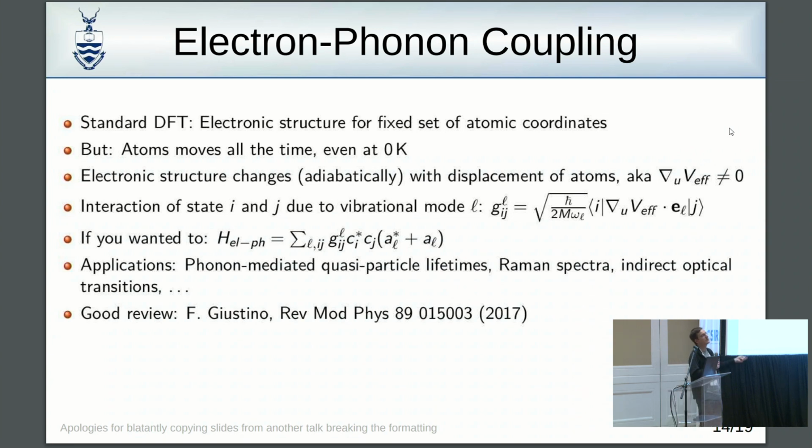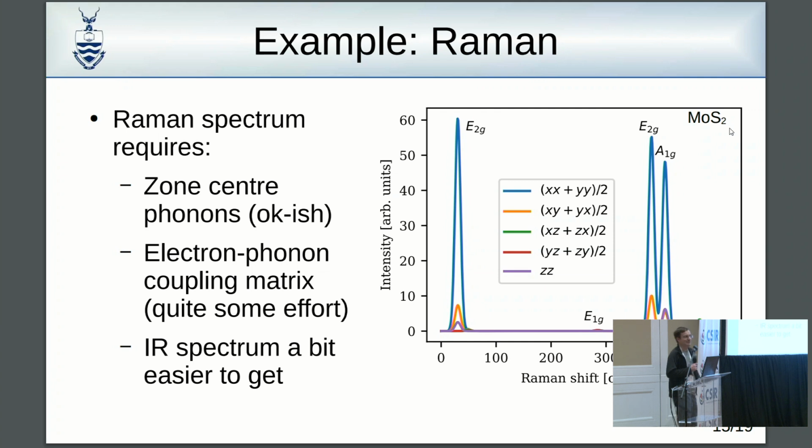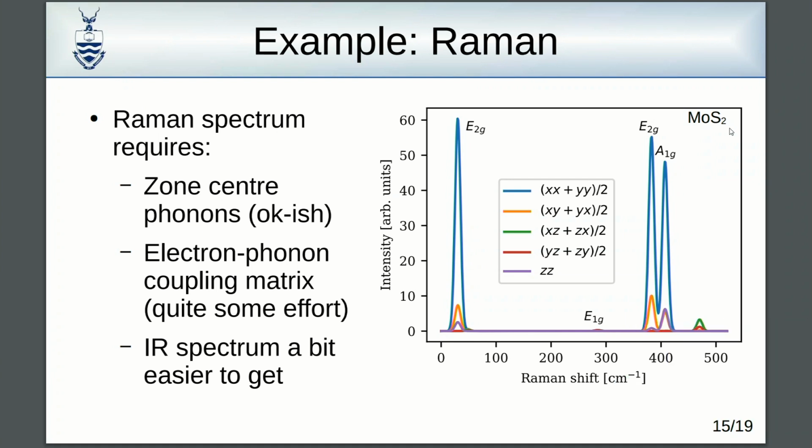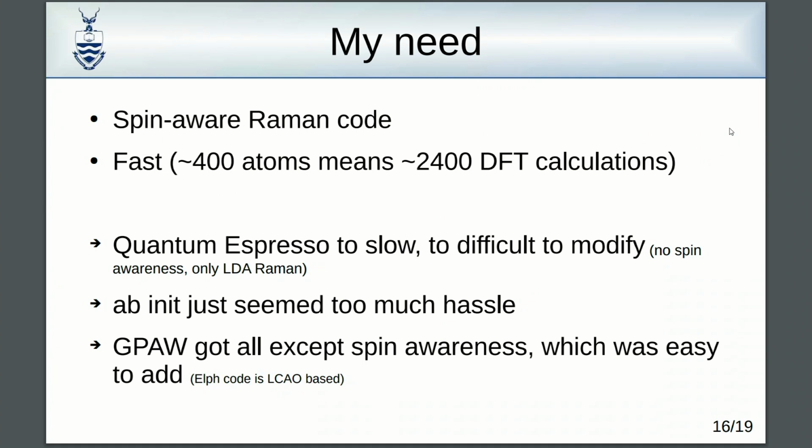If you just do normal DFT for conductivity, it's always divided by the lifetime of the carrier, and that's not all that useful. The downside is it takes forever. This is just a very simple example for molybdenum disulfide. We get these beautiful peaks which almost look like the experiment.